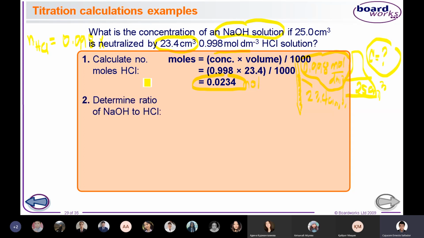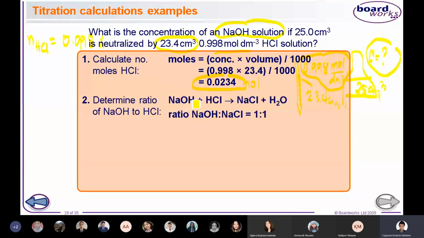After doing that, you need to know the ratio. How will you know the ratio? This is very important. You need to know how to write the equation. So NaOH plus HCl will give you NaCl and water. Now, you would see here that basically you have 1 NaOH, 1 HCl. So the ratio of NaOH to HCl is 1:1. I think that's easy, right?